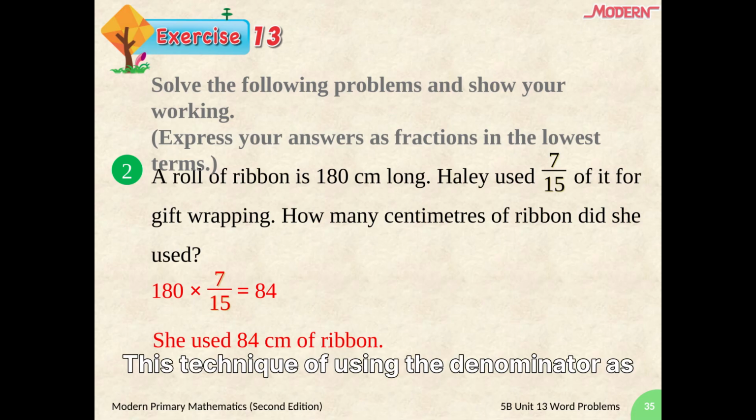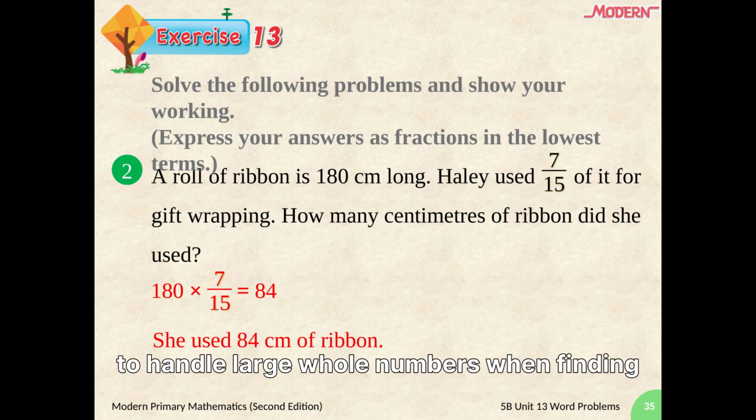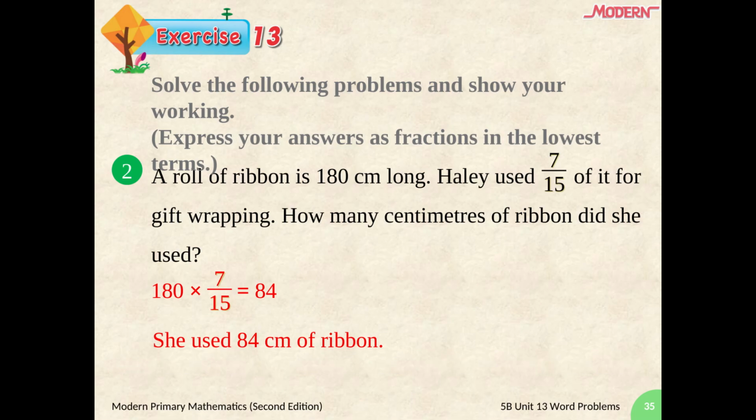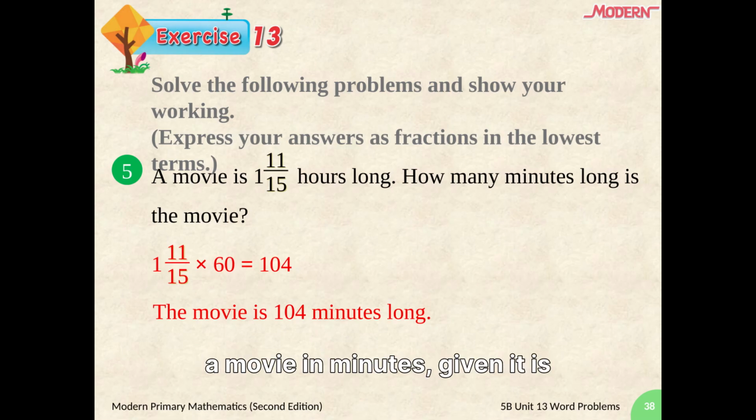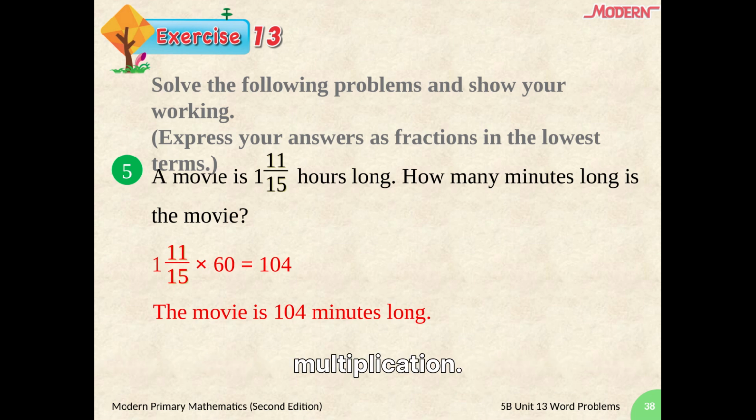This technique of using the denominator as a divisor is the most efficient way to handle large whole numbers when finding a fractional part. Problem 5 asks for the length of a movie in minutes, given it is 1 and 11/15 hours long. This combines unit conversion with mixed number multiplication.